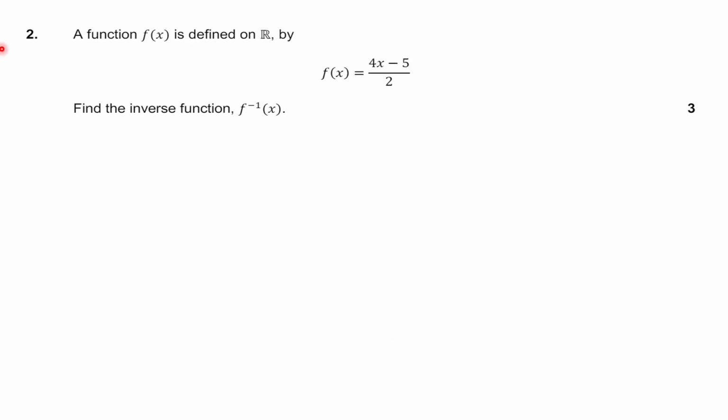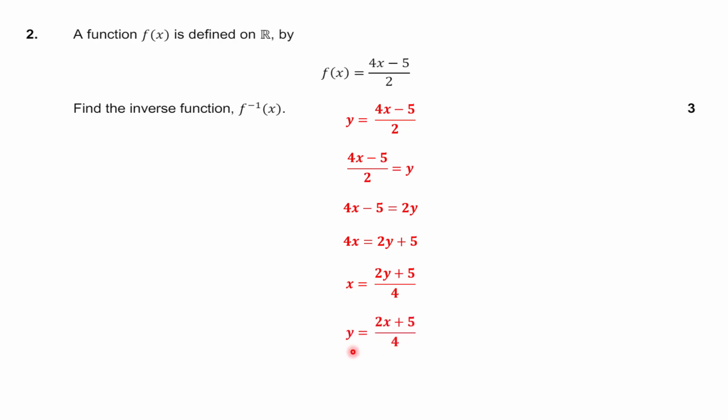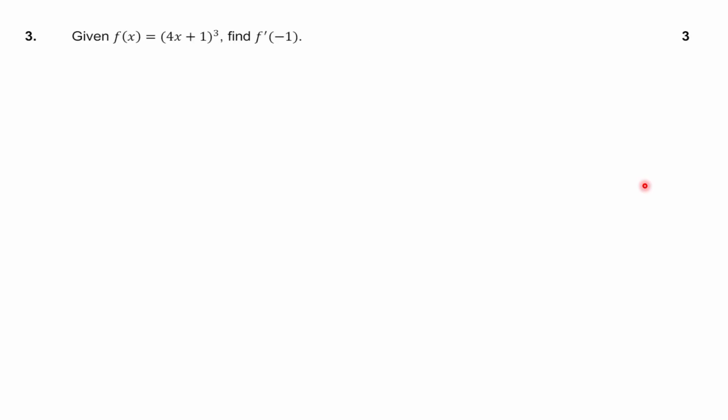Next question. A function is defined by this formula. We want to find the inverse function. So first of all we call this y, and then we just swap the two sides around like this. We want to find x on its own, so multiply everything by 2. Let's move the minus 5 to the other side, it becomes plus 5. Now divide everything by 4 to get x on its own. And then all we do next is we swap x and y. So y becomes 2x plus 5, but y is going to be this value here. So we finish it off by saying f minus 1 of x equals 2x plus 5 all over 4. That's worth 3 marks. Next question.